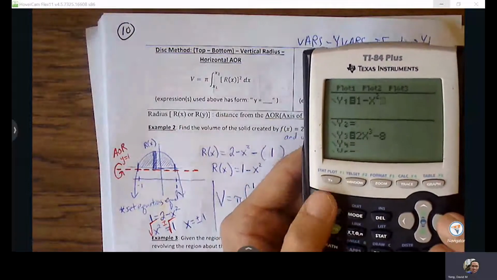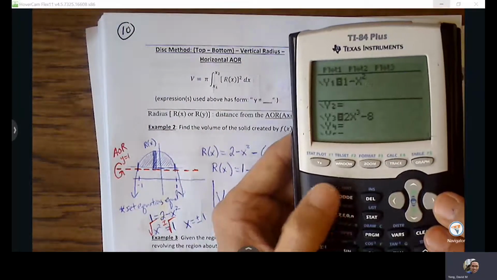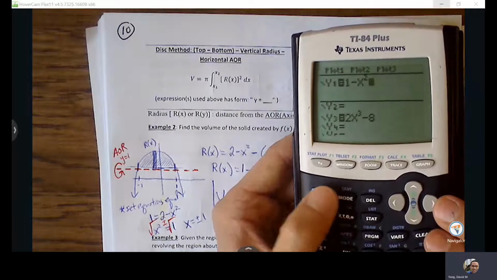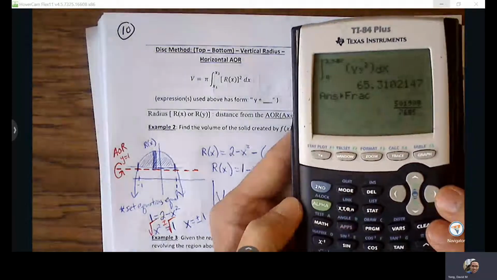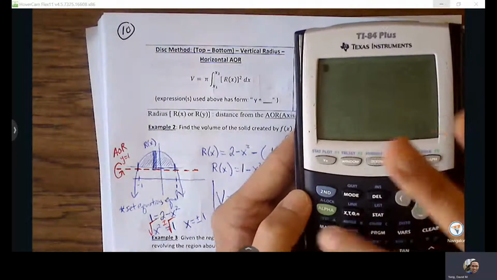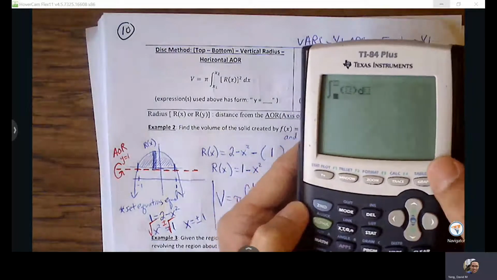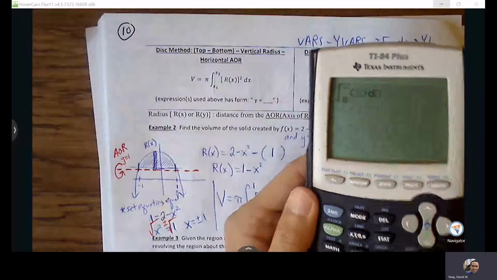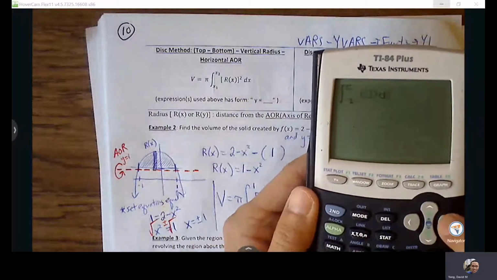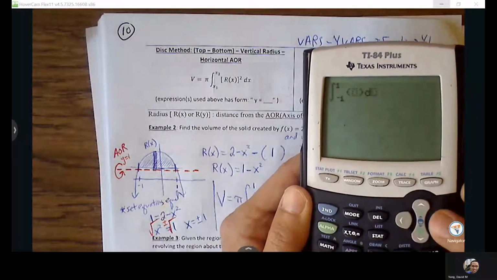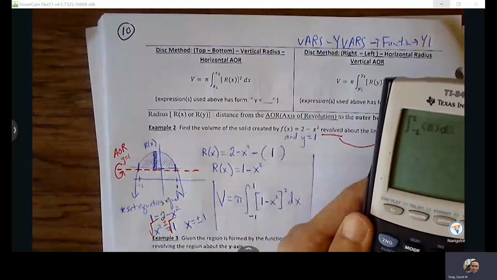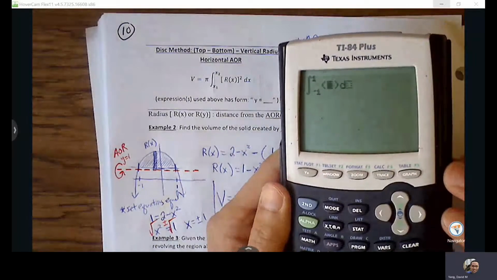Once you have that in, go back to your home screen: second, mode, to quit out of that screen. Go to Math 9 and get your definite integral notation set up. We're going to go from -1 to 1. Again, leave pi out of your calculator. And now, rather than entering 1 minus x squared, squared, we're going to call the function.